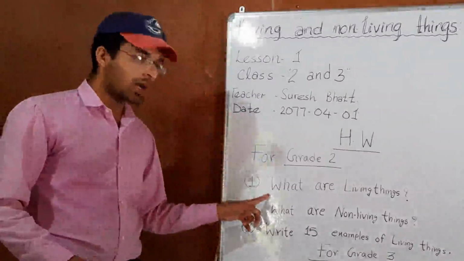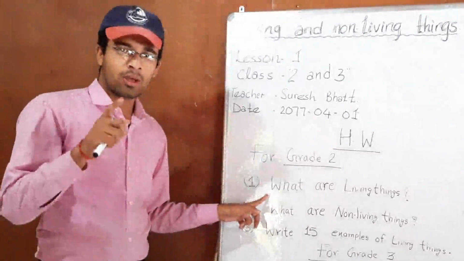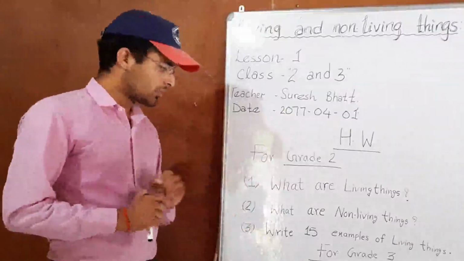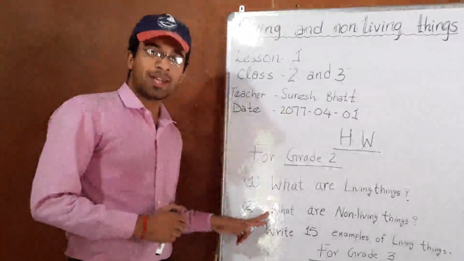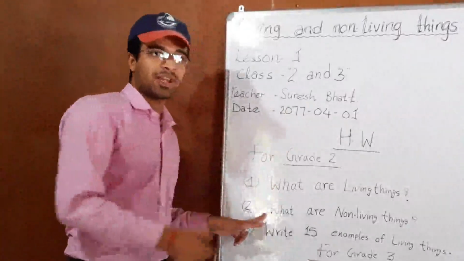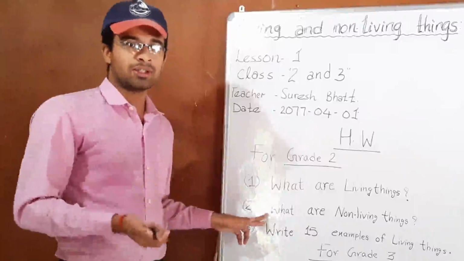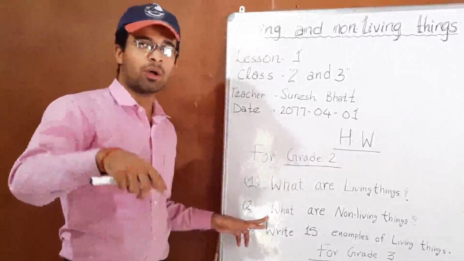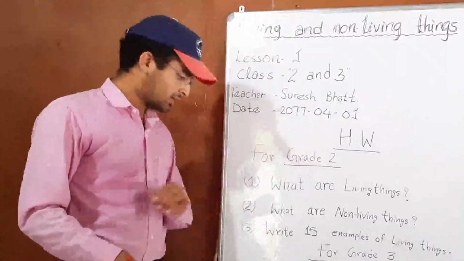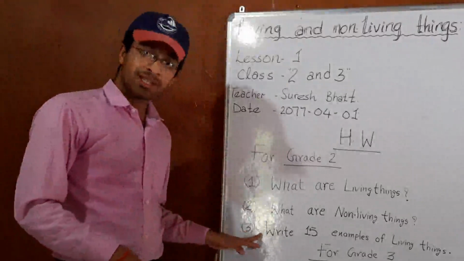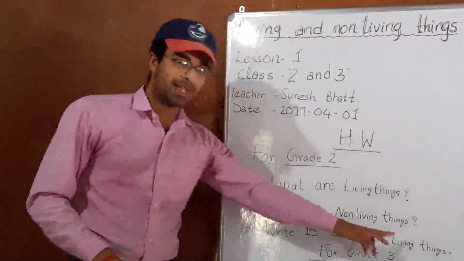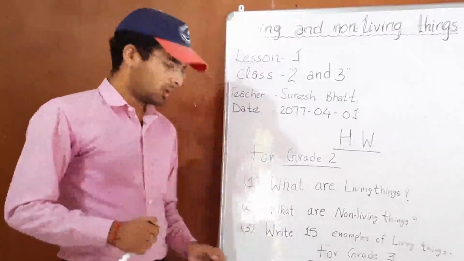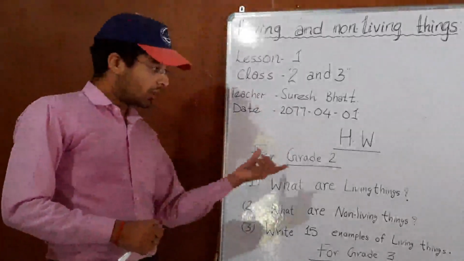Okay, students, for grade 2, I have some questions for you. First question, what are living things? Do you know about living things? Yes. If not, you can check your video. Okay, next question, what are non-living things? This is the same as living things. You can check your video and write the answer, or you can take help from your book. In the book you can get a definition of living and non-living things. Third question, write 15 examples of living things. Only names, like cow, buffalo, you can write. Okay, these are 3 questions for grade 2.